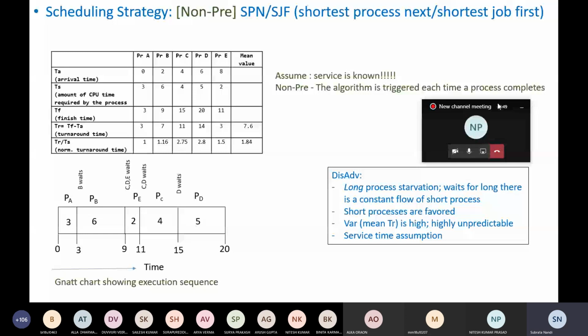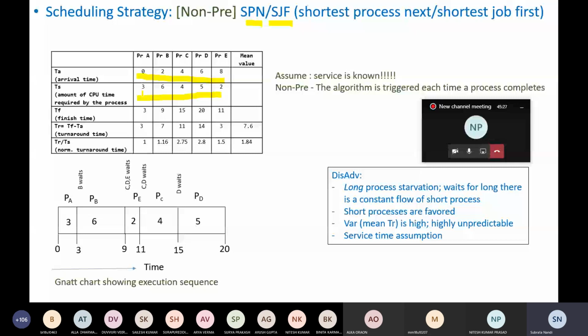Anyway, so the next strategy is SPN or SJF, that is, shortest process next, or sometimes it is called shortest job first. Process and job are basically the same terminology, more or less. This strategy is also non-preemptive. So if you have the arrival times given here the same as the previous case, and the service time also the same, we take the same example, but the strategy differs.